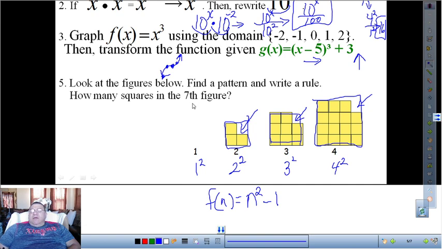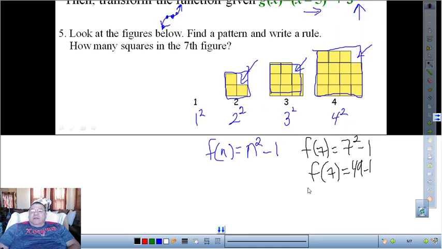So they want us to find the what? The 7th figure. So then we write f of 7 equals 7 squared minus 1. F of 7 equals 49 minus 1. So therefore, f of 7 equals 48.